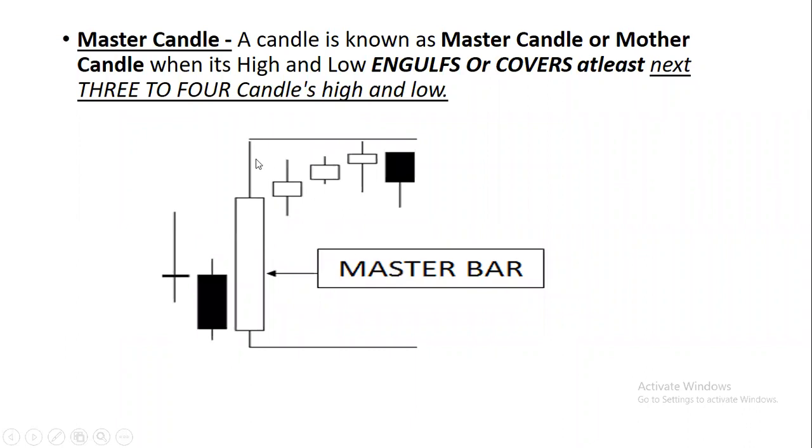Here I have taken one horizontal line at the high of this candle, and one horizontal line at the low of this candle. Now look at the next 4 candles. You will find next 4 candles are inside this big bullish candle. When you see all these 4 candles very carefully, you will find they are very small in size. Therefore we can say these all are baby candles. And this candle is known as mother candle or master candle because this candle is covering next 4 baby candles.